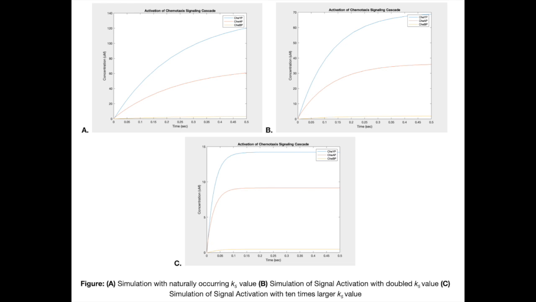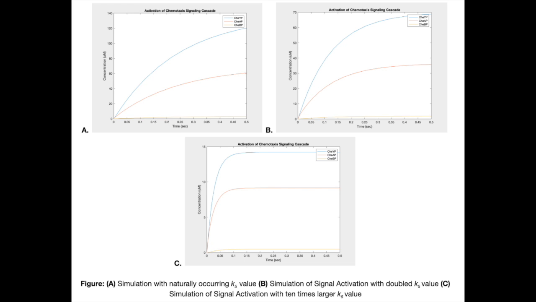It was shown in the figure that the concentration of phosphorylated key Y would drop from 120 micromolar after 0.5 seconds in the naturally occurring system to just 13 micromolar in this same time frame for a system with 10 times greater rate of dephosphorylation.